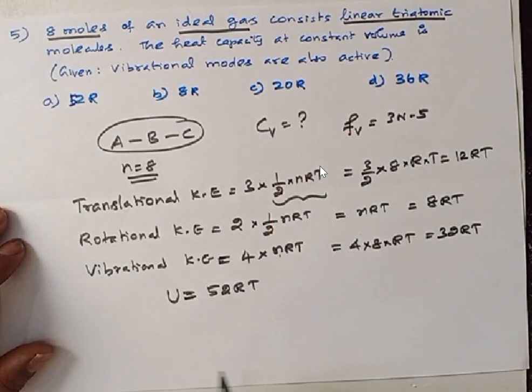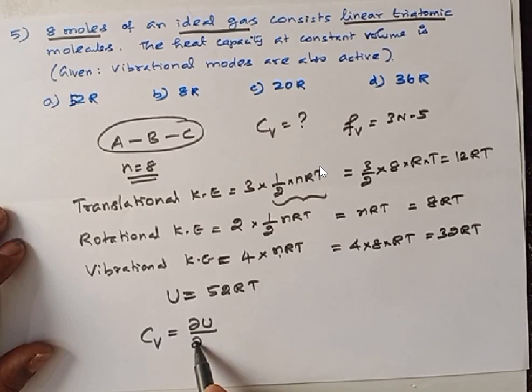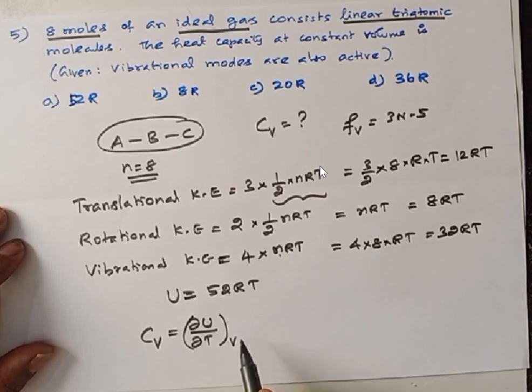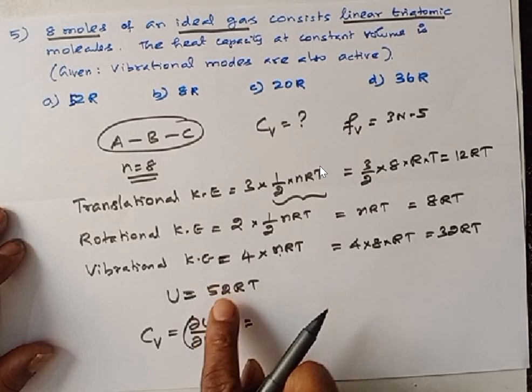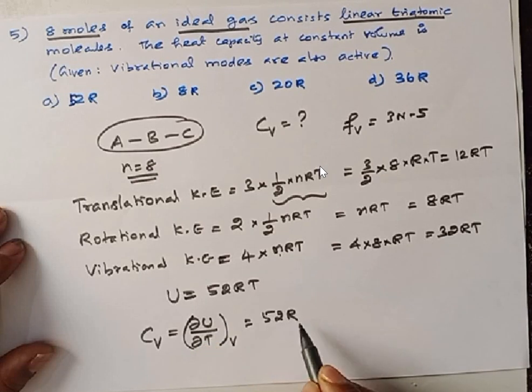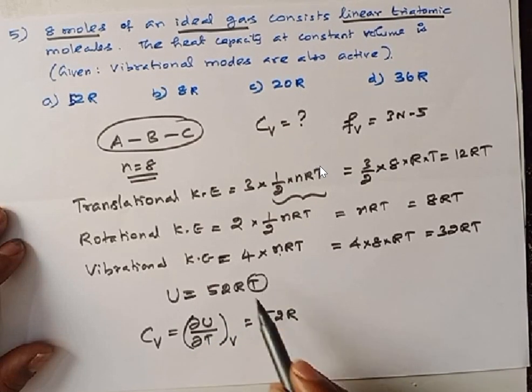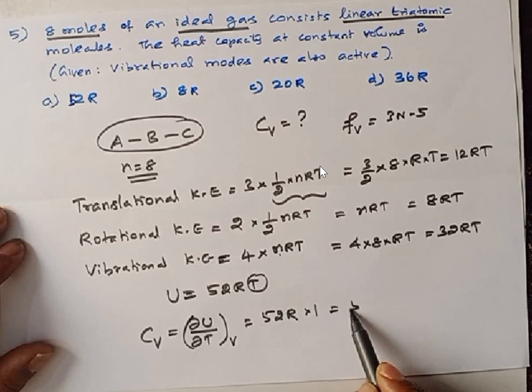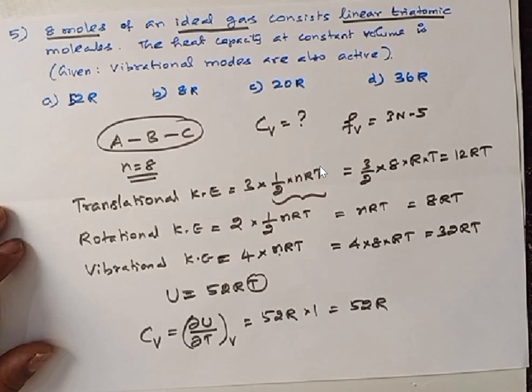But they are asking for heat capacity in this question. So heat capacity at constant volume is equal to the change in internal energy with respect to temperature at constant volume. We have to differentiate this with respect to temperature. So if I differentiate, 52R is constant, keep it as such. If I differentiate temperature, I will get 1. So the answer is 52R.